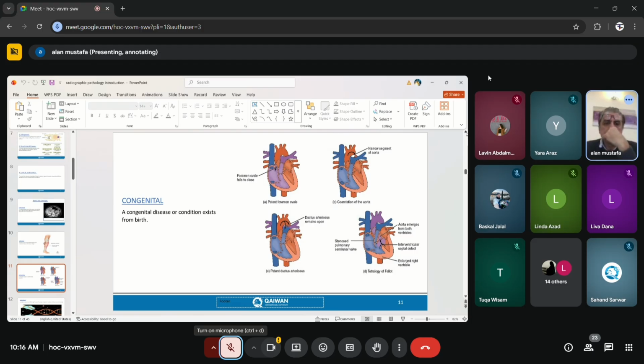Congenital is the disease that exists from birth. After birth, we have a lot of babies. Immediately they diagnose them with something. This is a congenital disease.